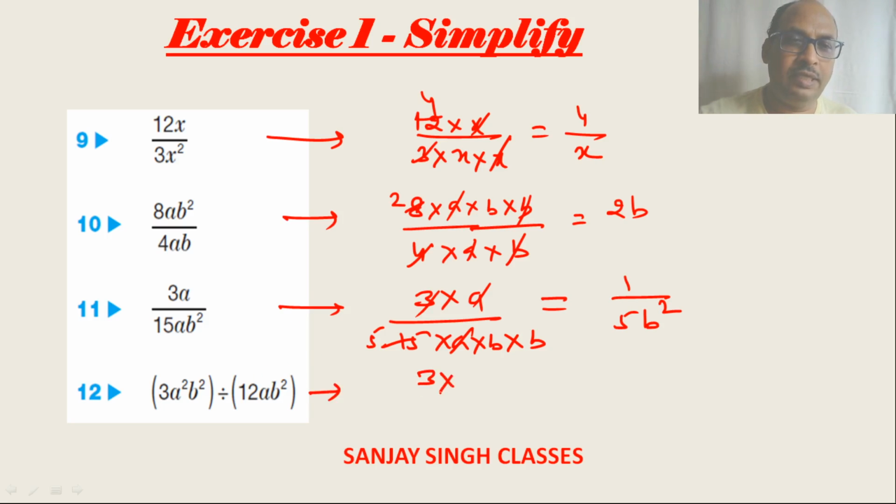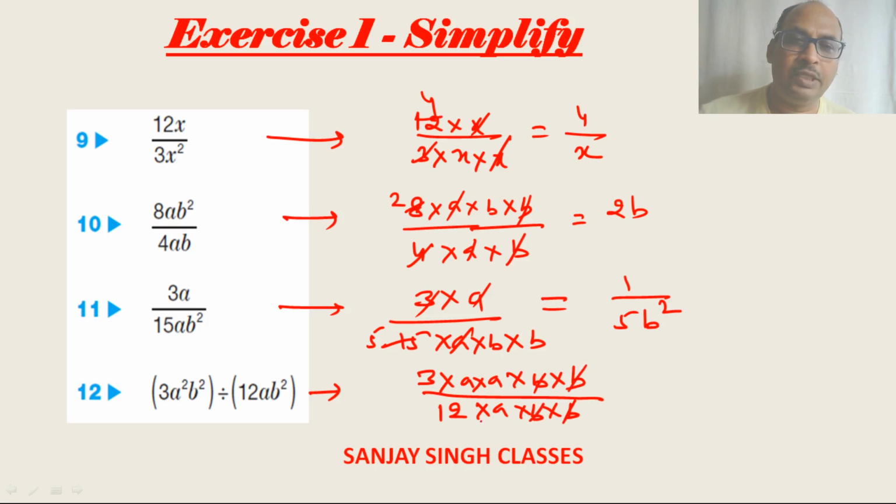It will become 3 into a into a. a square will become a into a. Similarly, b square will become b into b. And now 12ab square, so it is 12 into a into b into b. Now b square both got cancelled. One a has got cancelled. Then 3 fours are 12, and it has become a by 4. Okay. Right.